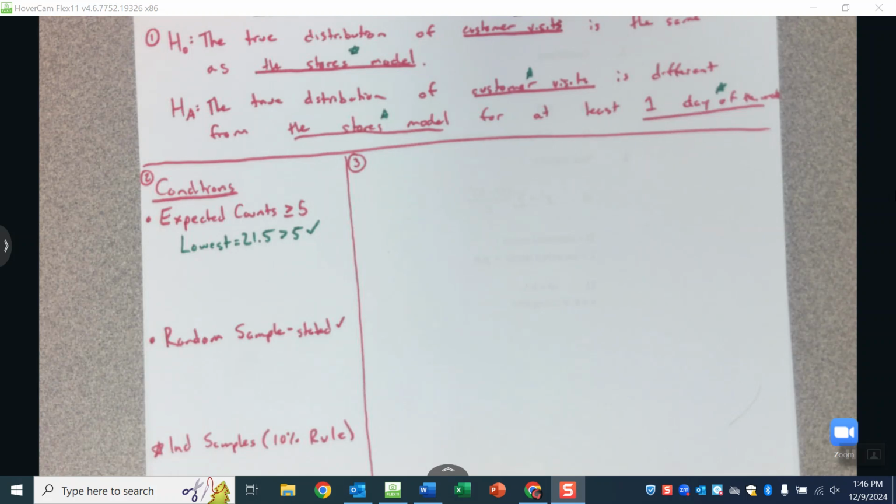All right, third step is the math step. So it's going to work very similar to our other hypothesis tests. We're going to calculate a test statistic. We're going to mark that on a sketch. We'll shade and we'll find the area for our p-value.